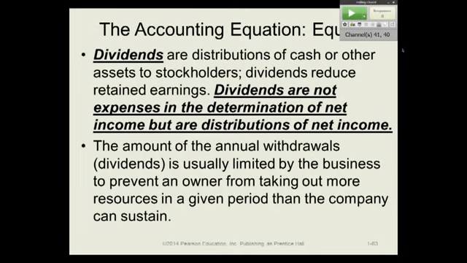In fact, if you go to the next slide, dividends are distribution of cash or other assets to stockholders. It's a return to stockholders. It reduces retained earnings. Dividends, again, are not expenses, but they are distributing income. They don't determine income. The amount that we actually distribute will depend on earnings.